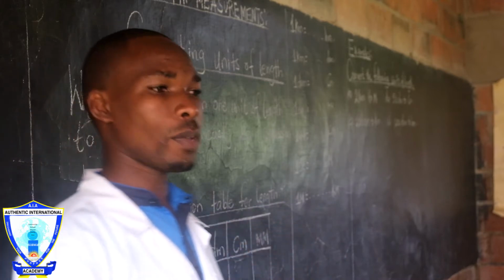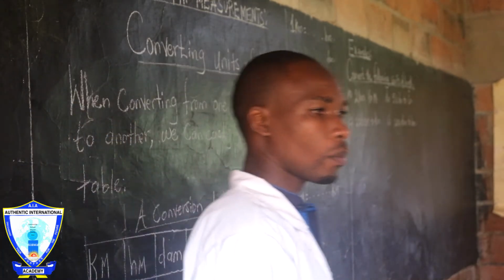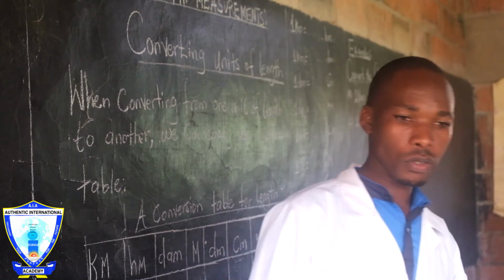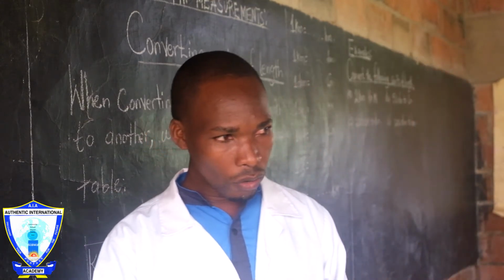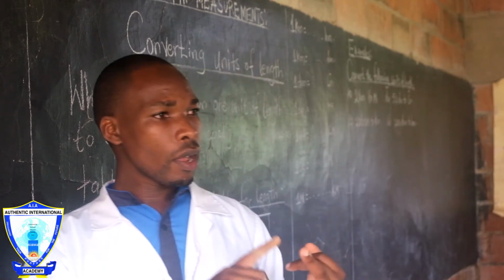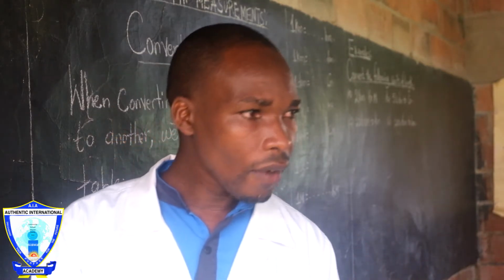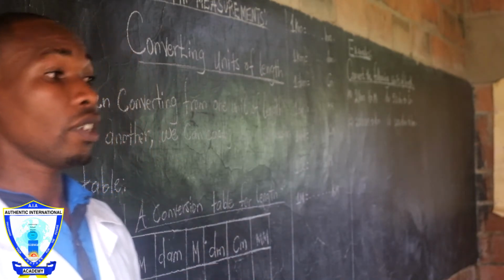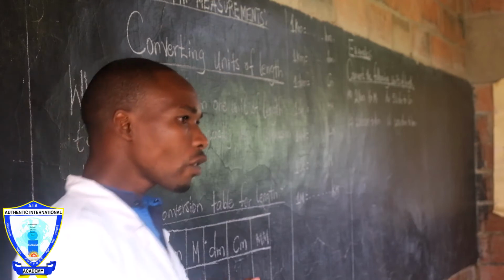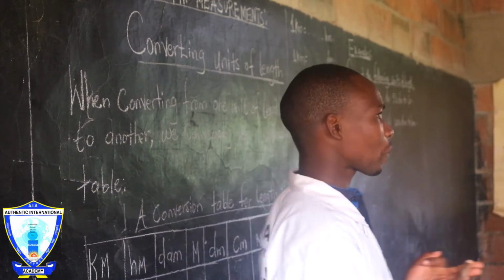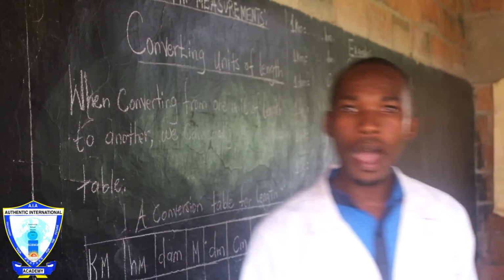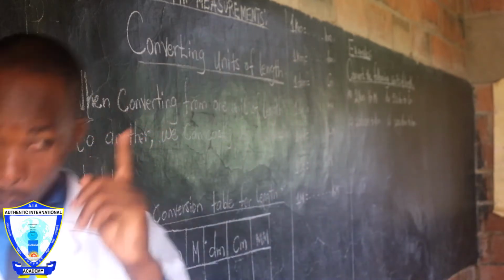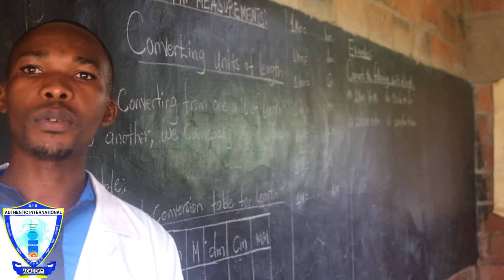So, with length, we talked about instruments used for measuring length. One, we talked about a meter rule. We talked about a vernier caliper. We talked about a micrometer screw gauge. Who can also remind me another one? We also talked about a tape measure. If you still remember, that's good.